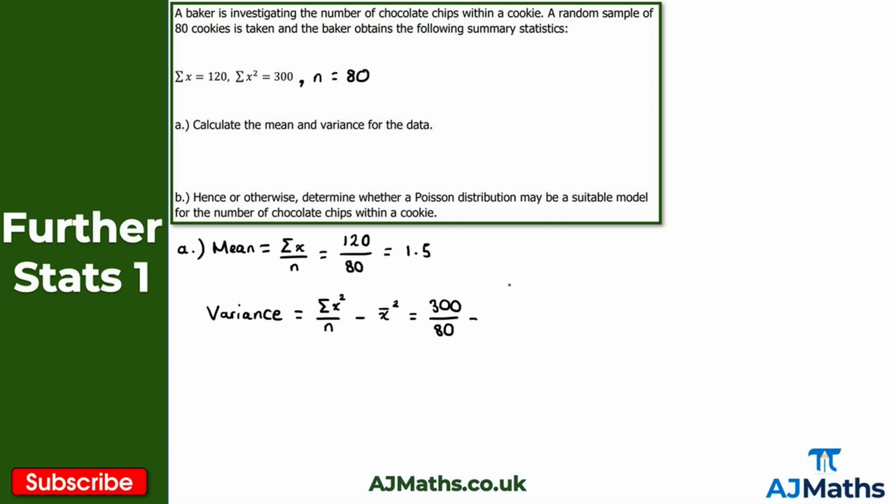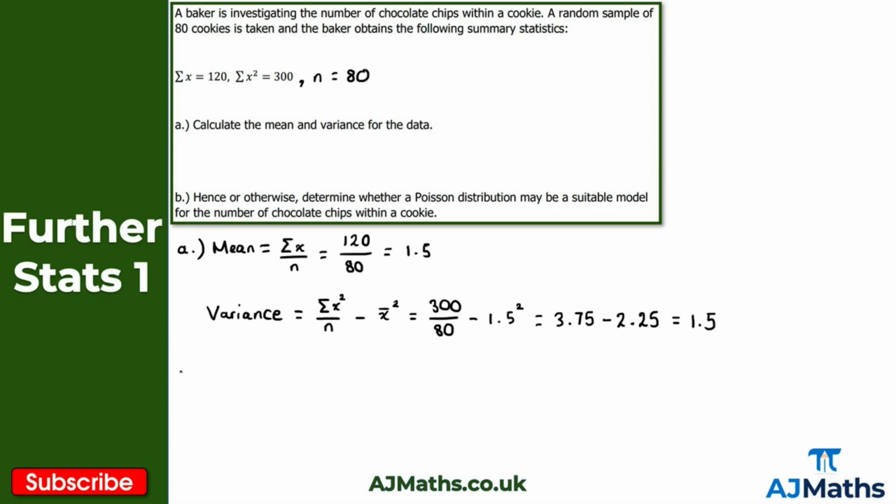So the mean here is 1.5. So minus 1.5 squared there. So 300 divided by 80, that gives me 3.75. Minus 1.5 squared here, which off the top of my head is 2.25. That would give us 1.5 there. Okay. So in that case then, we've got the mean here, that's 1.5. We've also got the variance, which is again also 1.5. That gives the solution there to part A.